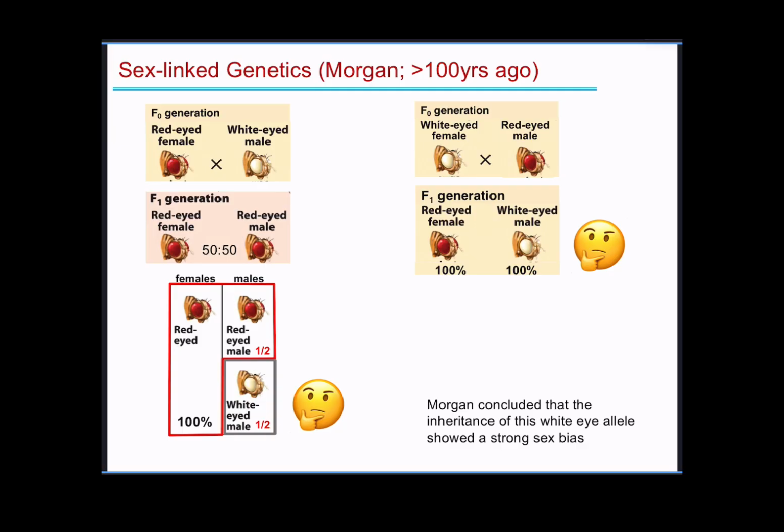So Morgan concluded that the inheritance of this white eye allele or mutation showed a very strong sex bias. And he kind of established this idea of sex-linked genetics, meaning that now we need to start understanding these patterns of inheritance that are somehow linked to sex.